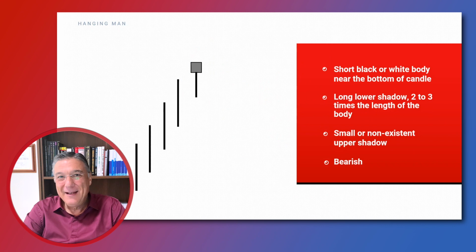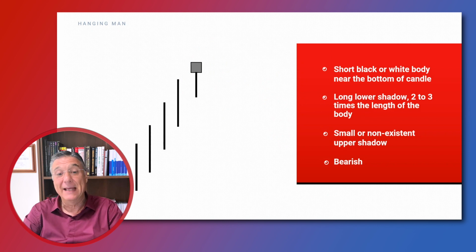The hanging man is identified at the top of the rally and it has a small body of either color and a long lower shadow. The upper shadow is small, tiny, or in many cases it doesn't even exist.